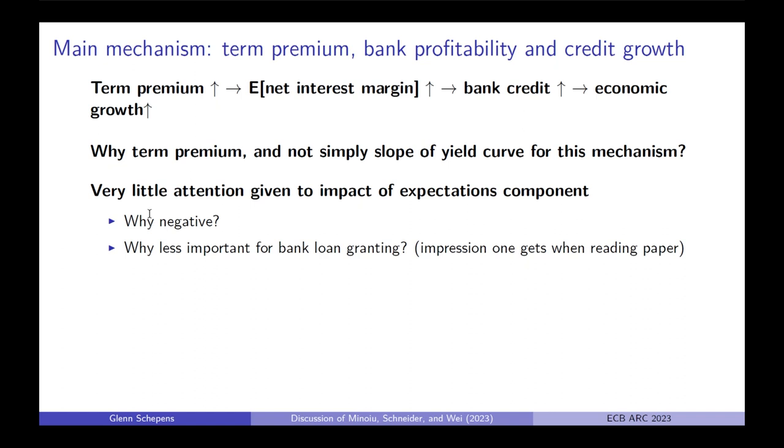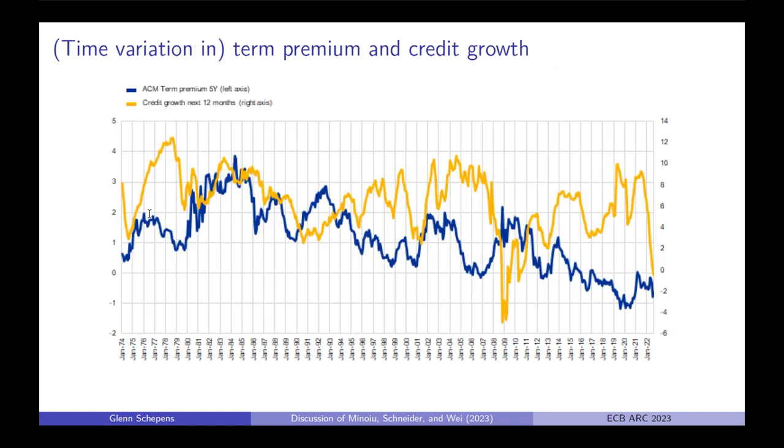Why is this expected rates component, why does it have a negative impact? And why is it less important for bank loan granting? Because that's the impression that one gets currently when reading the paper.